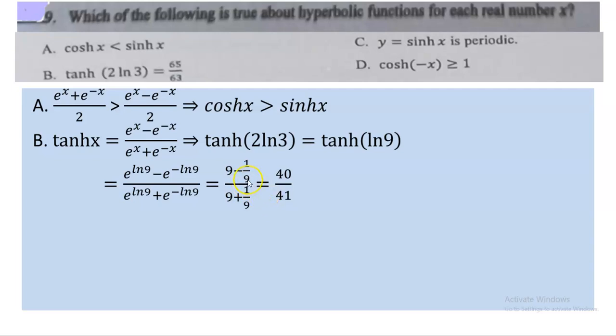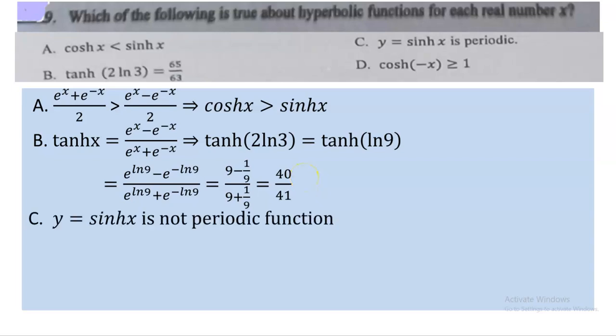This is very simple. 9 with 9, 81 minus 1, it is 80 over 9 divided by, this is 81 plus 142 divided by 9. 9 can be cancelled by 9, and then you do have 40 over 49, students. But what has been given here is 65 over 63, which actually is not right, right? So B is not again selected.